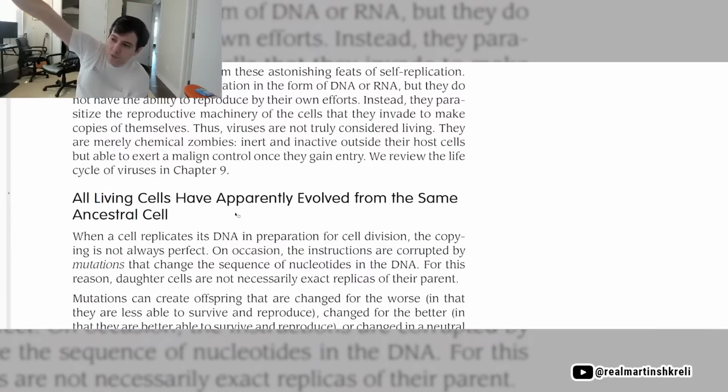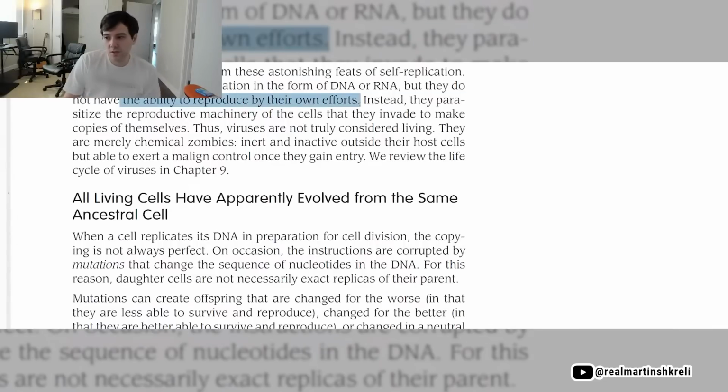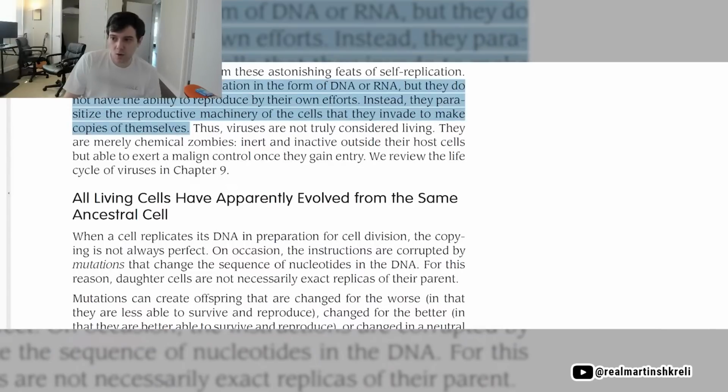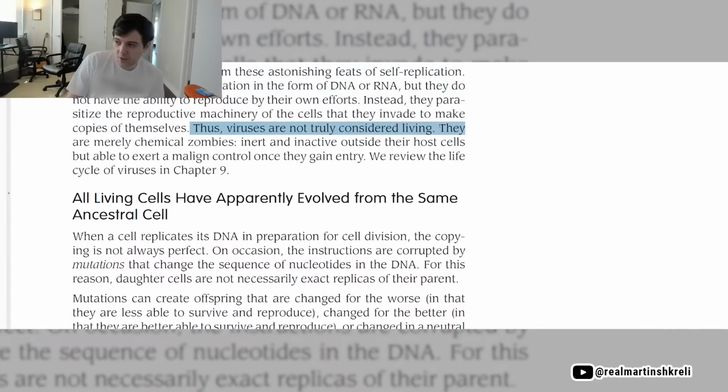Only living cells can perform these astonishing feats of self-replication. Viruses also contain information in the form of DNA and RNA, but they do not have the ability to reproduce by themselves. Instead, they parasitize, or take over, the reproductive machinery of cells that they invade to make copies of themselves. This is like the COVID virus taking over some of your cells to make a copy of itself. Thus, viruses are not truly considered living. They're merely chemical zombies, inert and inactive outside of their host cells, but able to exert a malign control once they gain entry. We review viruses in chapter 9.